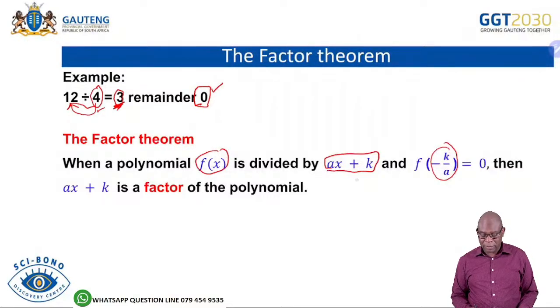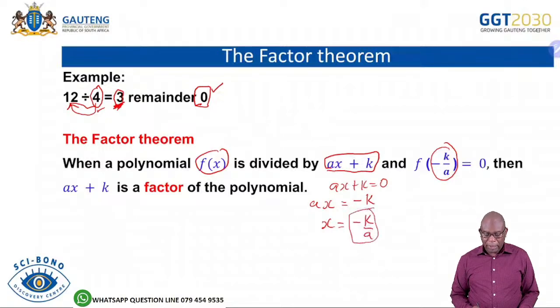How did you get this? It's because we said ax plus k is equal to 0. Then we solved for x. So ax equals negative k, and then x will be equal to negative k over a. So this thing here gives us 0. If it gives us a 0 like it has done there, then this thing here is a factor of a polynomial.